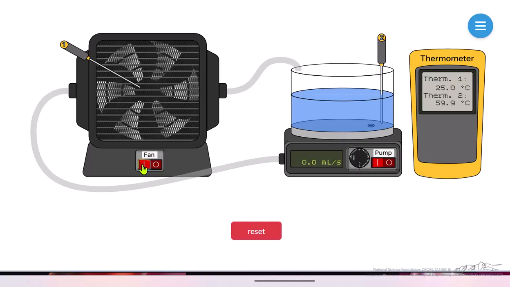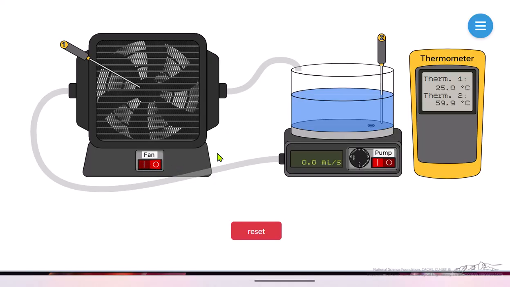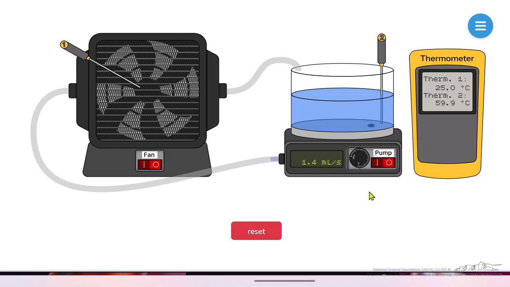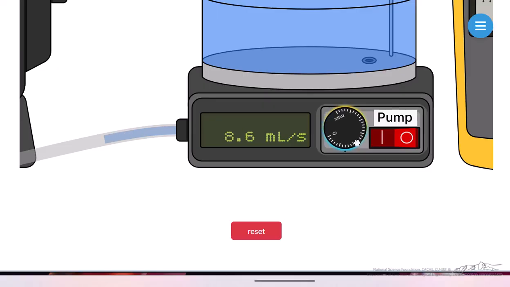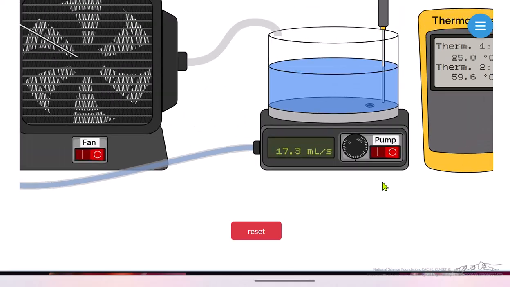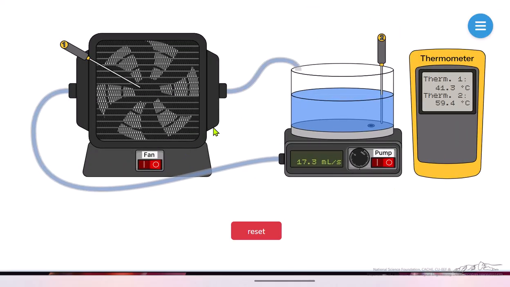Here we can start the fan by clicking here. We can start the pump, and then we can adjust the flow rate of the pump. What I'm going to do, if I use the scroll wheel, I can expand this, make it easier to see, and then you can see the flow rate that's given here. So I'll zoom back. Let it run for a few seconds here.